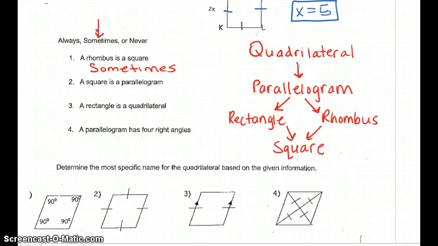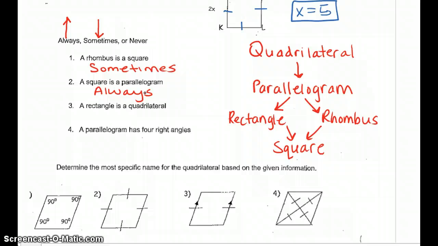A square is a parallelogram. So when we read this statement, square is at the bottom and parallelogram is up higher. If you move higher, that tells you that's an always statement. It's impossible to have a square that's not a parallelogram.